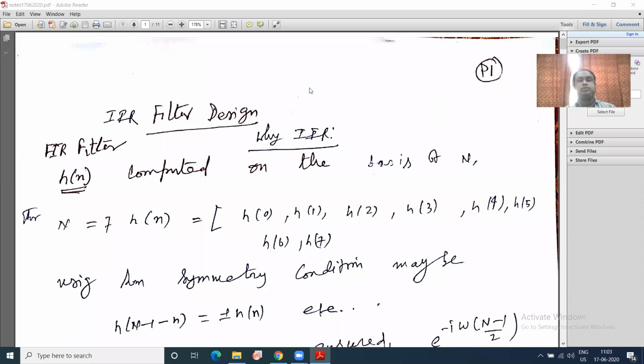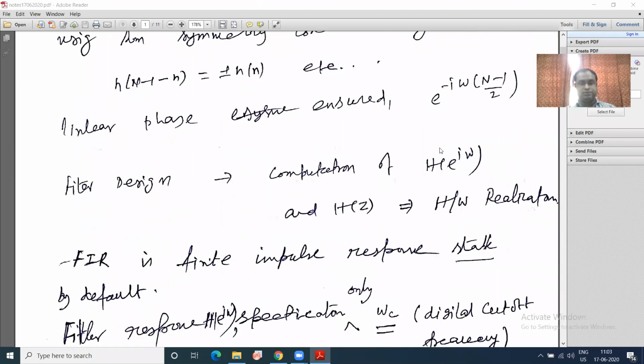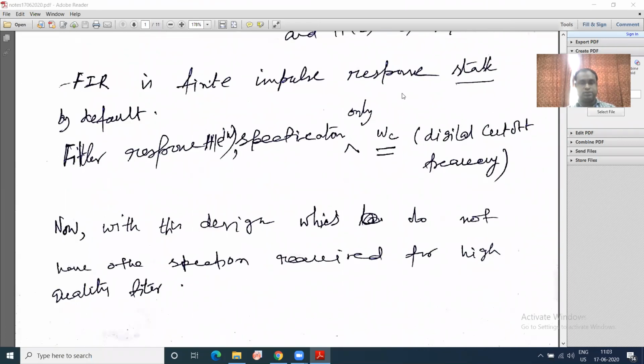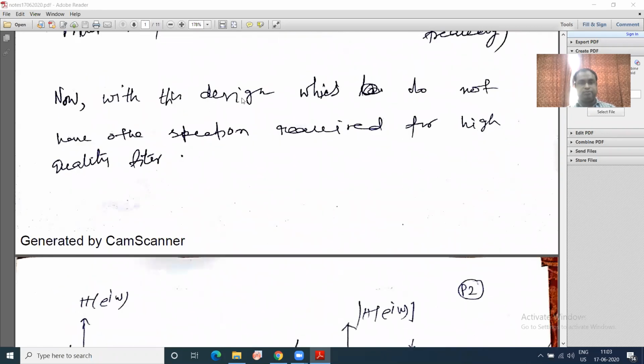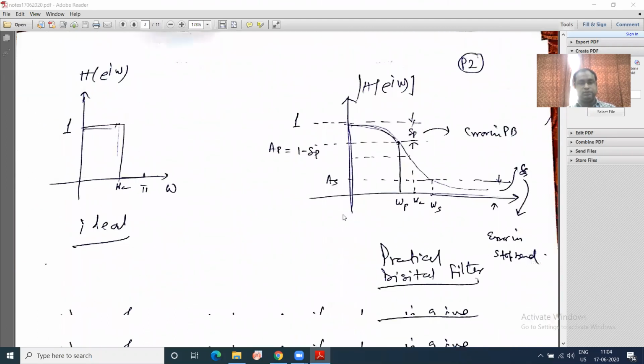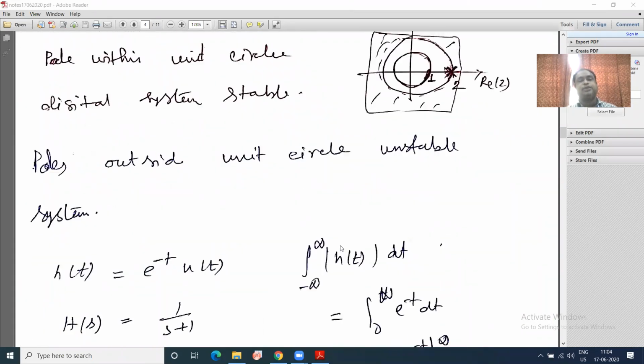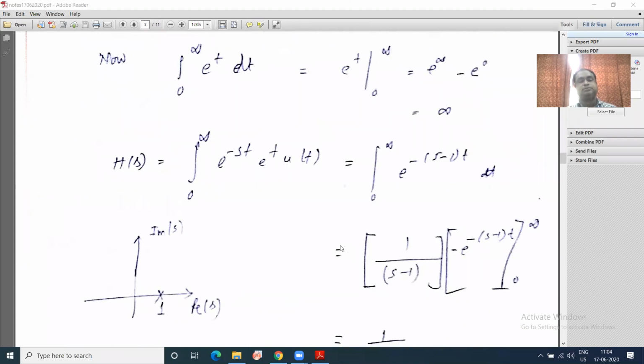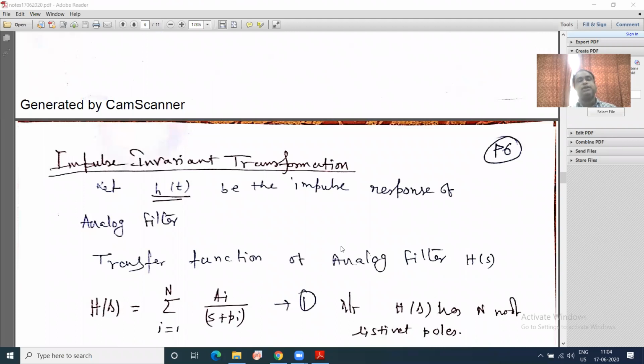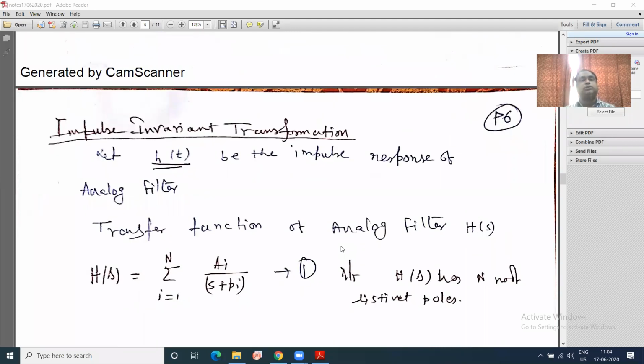Okay, so what we have started is IR filter design. Until last class, what we have seen is different poles in the S plane that are to be mapped into the Z plane. Then we are trying to find the procedure or techniques by which I can map the S plane into the Z plane.